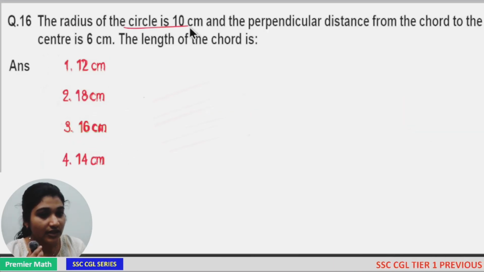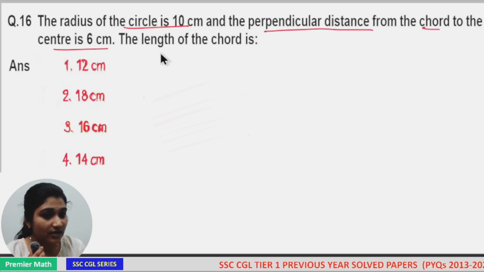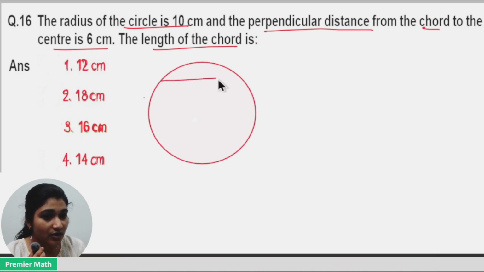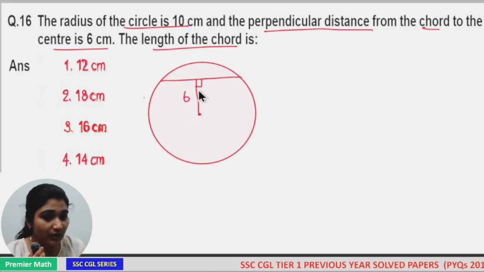The radius of a circle is 10 centimeters and the perpendicular distance from the chord to the center is 6 centimeters. The length of the chord is? This is the circle and this is the chord. Now the perpendicular distance from the center to this chord is equal to 6 centimeters. This is perpendicular, 90 degrees.